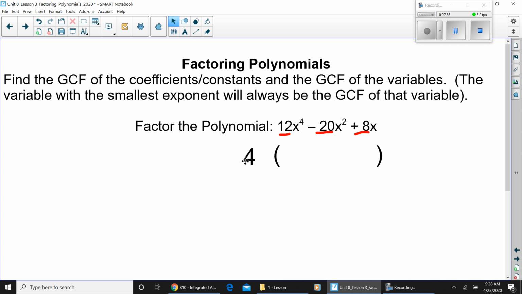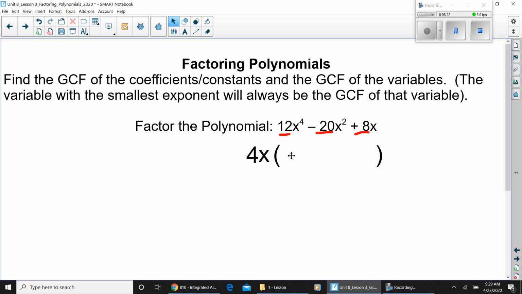right? And I leave a little space like that because I know that I am going to take out an x, right? So I have x to the fourth, I have x to the second, and I have x. And just like this says, the variable with the smallest exponent is the greatest common factor of that variable. So you're talking about this x right here. If you think about the way distributive property works, this right here is the greatest common factor of that variable. So when I put the x on the outside, I'm going to think about, all right, distributive property in reverse.